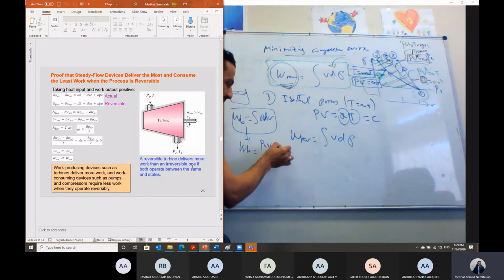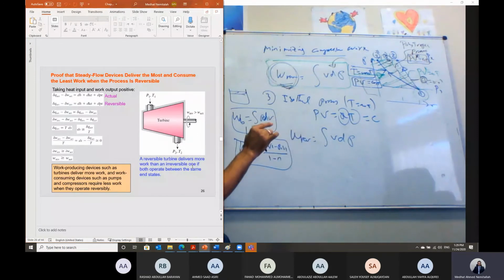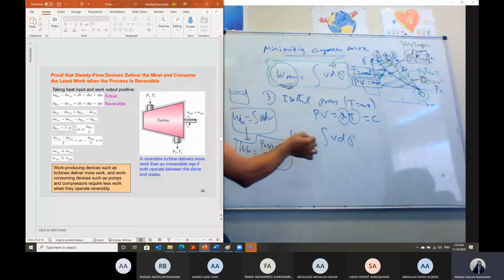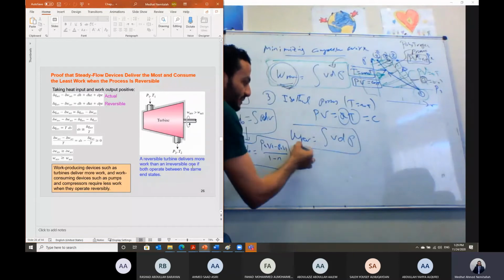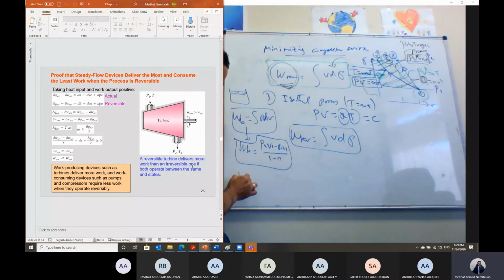P2V2 minus P1V1 divided by 1 minus n. This is for the polytropic process. But here we are talking about a compressor, an open system. So the work is the integration of VdP, not PdV. And the equation we have developed for the compressor work is n over n minus 1 multiplied by P2V2 minus P1V1. So here there is a difference.